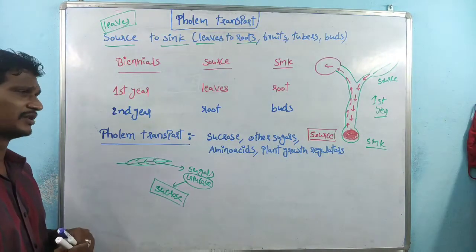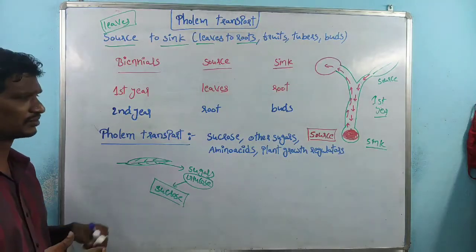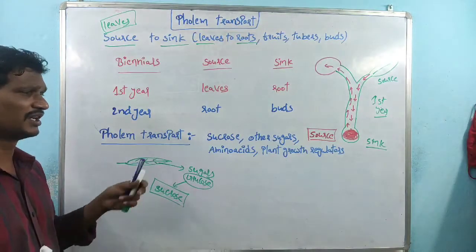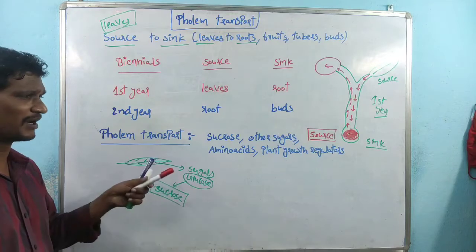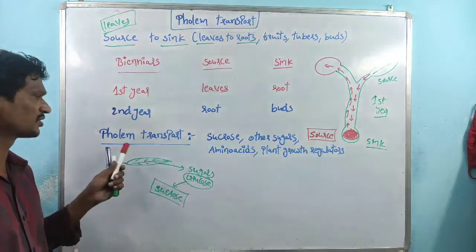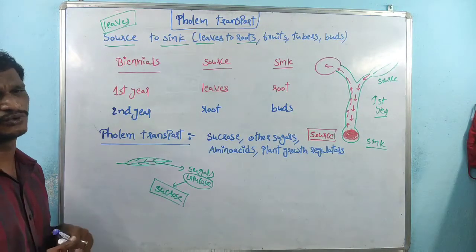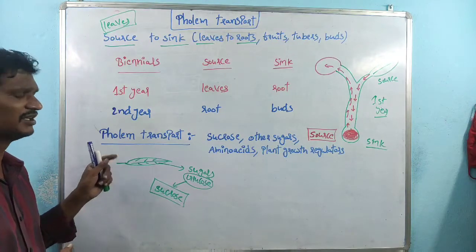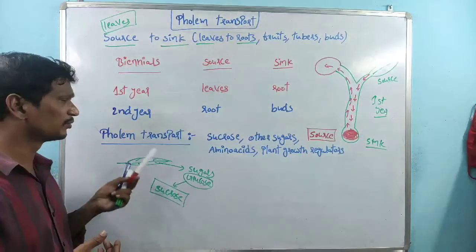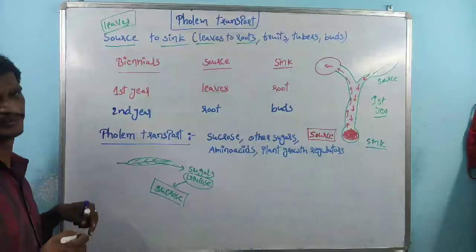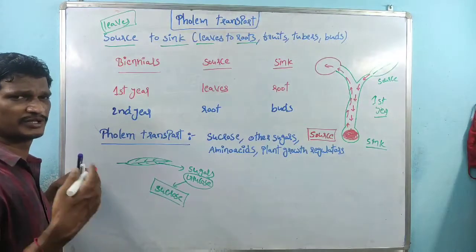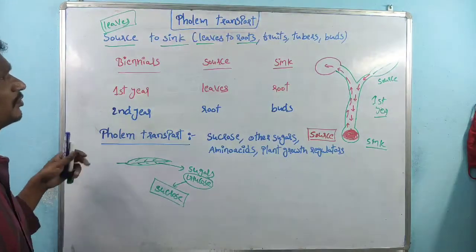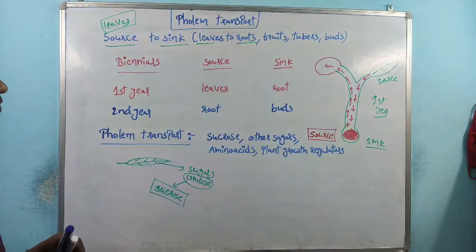And the phloem is involved in the transportation of sucrose, other types of sugars, and amino acids. Plant growth regulators, phytohormones, are also transported by the phloem. Remember, organic compounds are also transported by the phloem. Inorganic components are transported by the xylem, right? So that is just the introduction to phloem transportation.